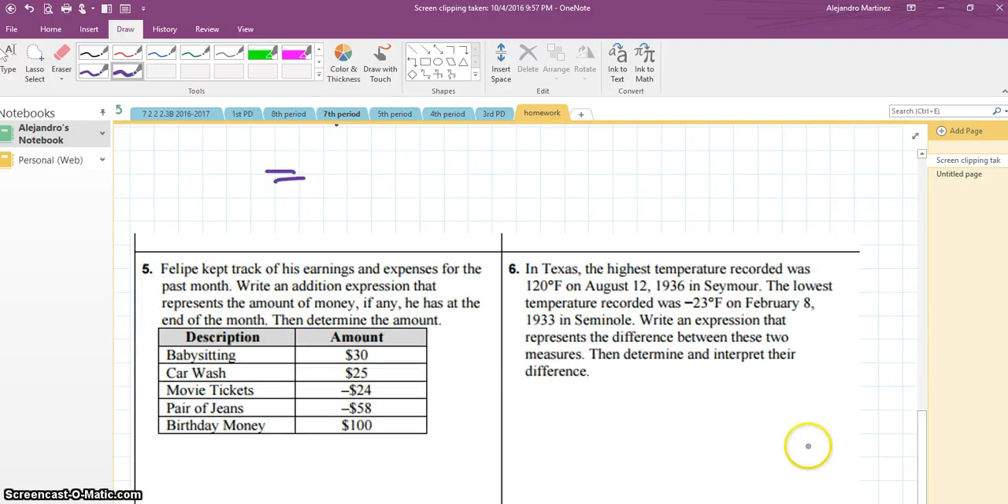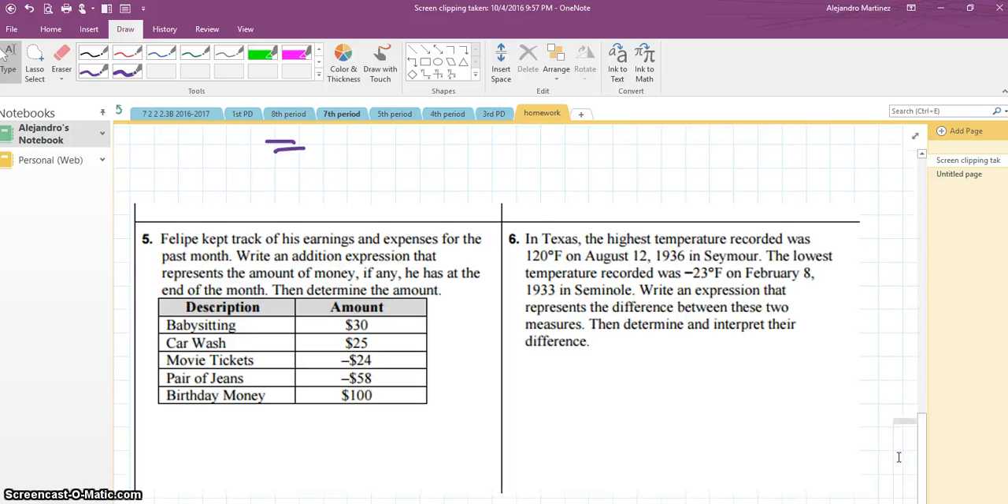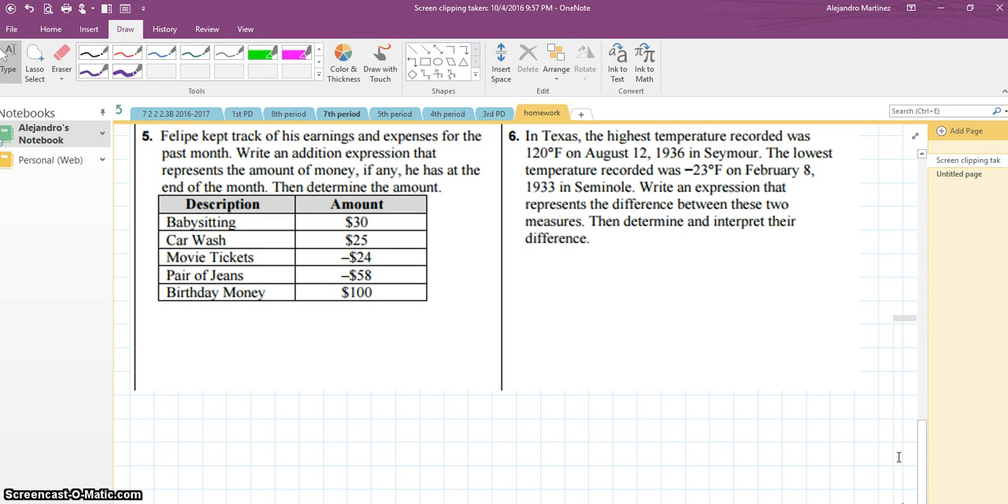And number 6. Let's read right there. So Felipe kept track of his earnings and expenses for the past month. Write an addition expression that represents the amount of money he has at the end of the month. Okay? So let's see. Babysitting, he makes money. Let's look at the ones he makes money. It's positive. He makes money there, and then he makes money over here. The ones he spends money, so gastó dinero, it's the negative. So si gasta dinero es negativo. Si es positivo, es el dinero que gana.